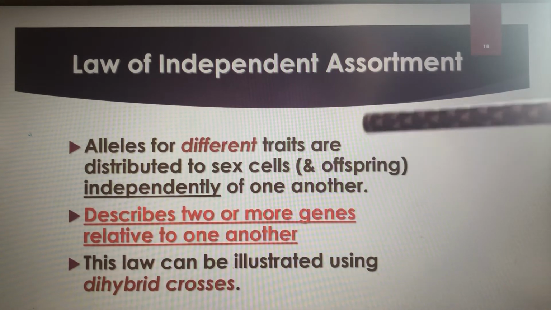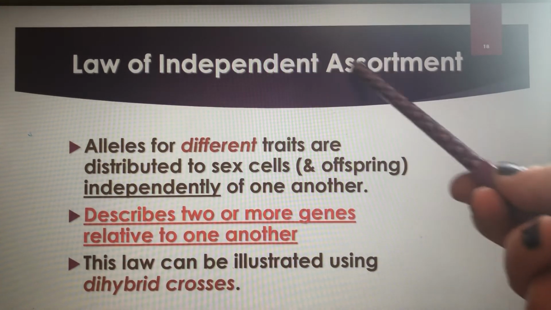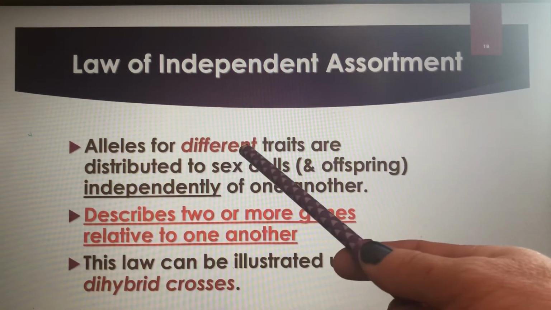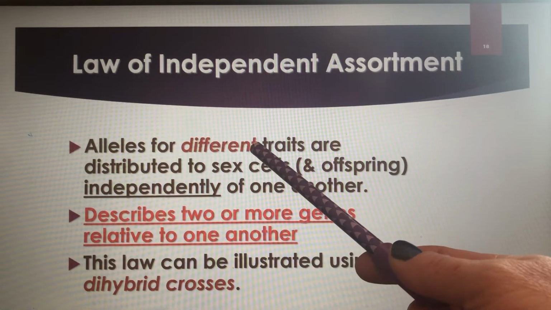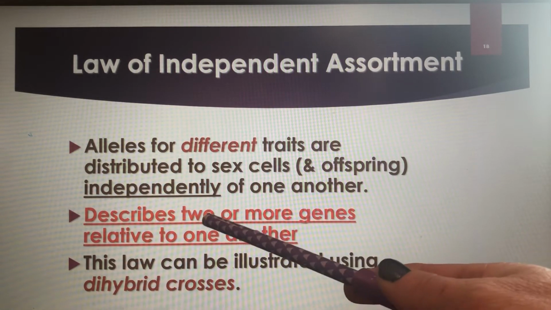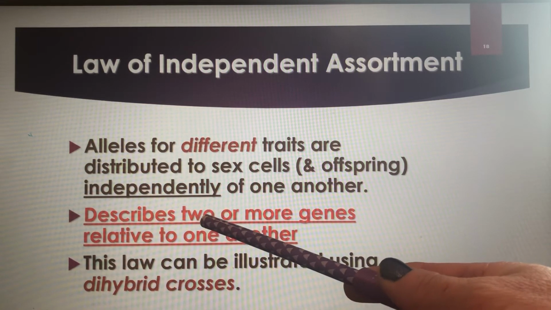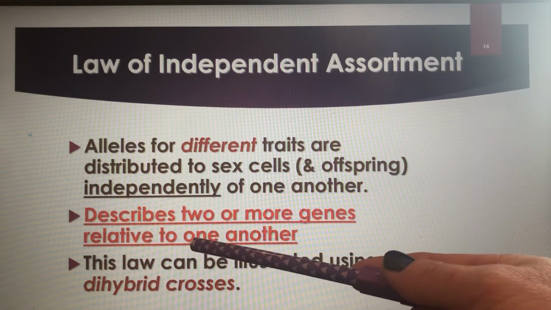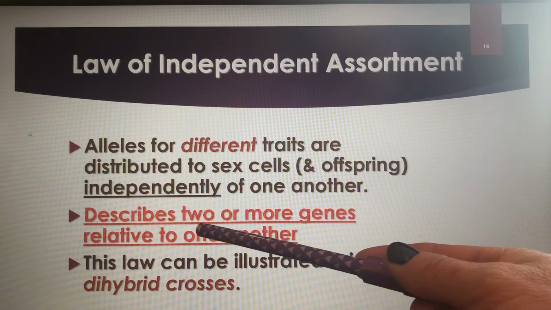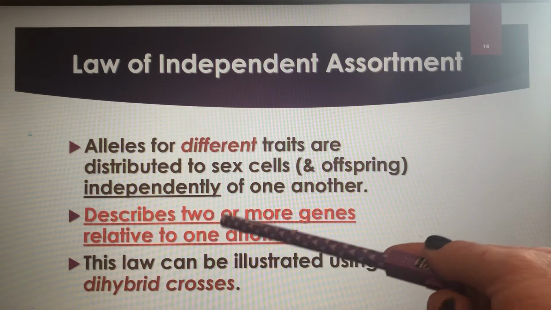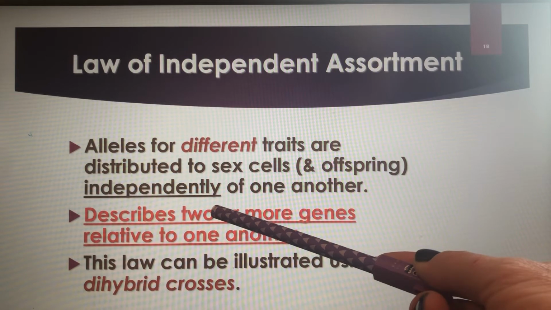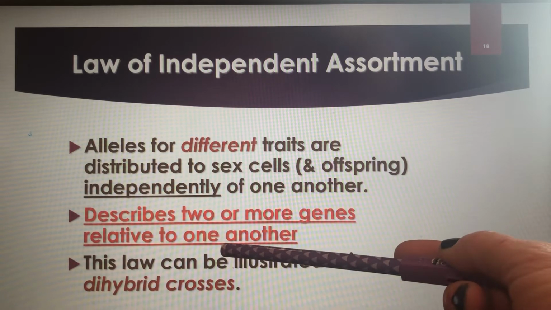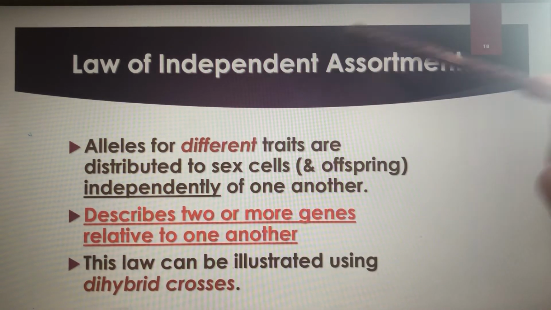So here, or I should say genes, the law of independent assortment says alleles for different traits, and different is in red because it's very important that you understand. You're looking at more than one trait. It describes, underlined, bolded, and in red, two or more genes relative to one another. That's the meat and potatoes, folks. The law of independent assortment is looking at two or more genes and their relationship to each other.